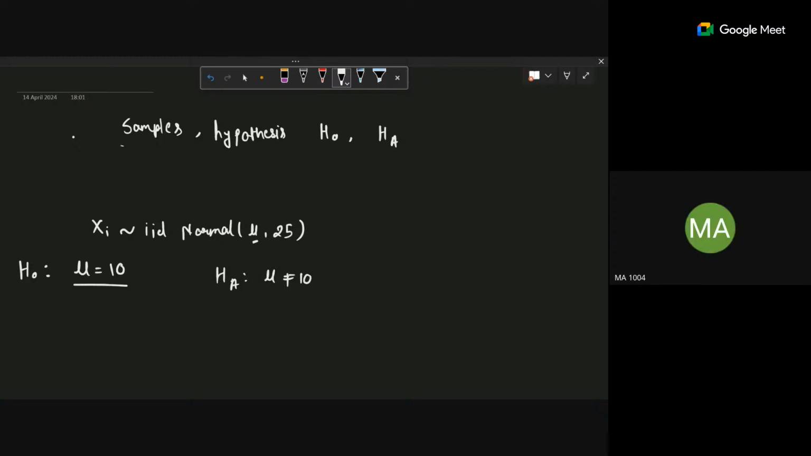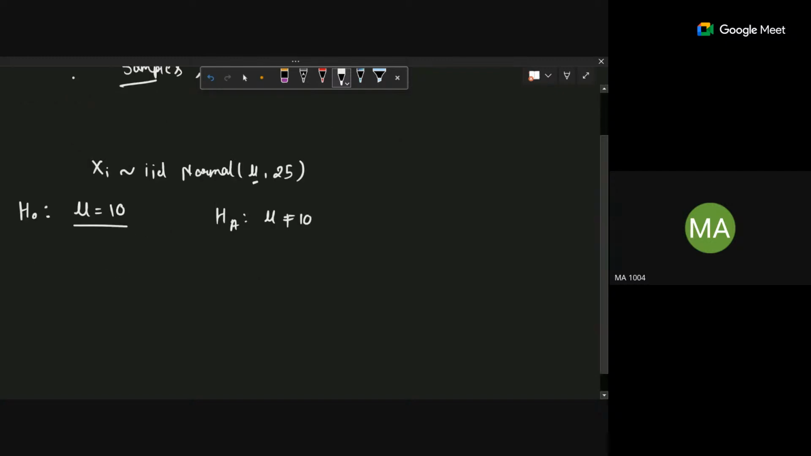So we had samples that are normally distributed, their variance is known and the mean is unknown, and we are going to check whether the mean is 10 or not. So we created two hypotheses: the null hypothesis says the mean is 10, the other says no, it's not equal to 10. Now, after that, the procedure was to have some test statistic so that we can test whether the mean is 10 or not equal to 10, right?